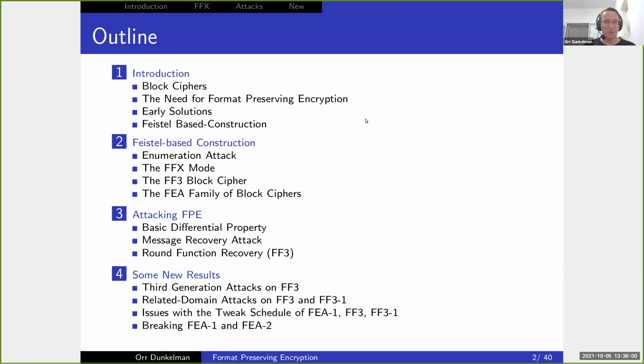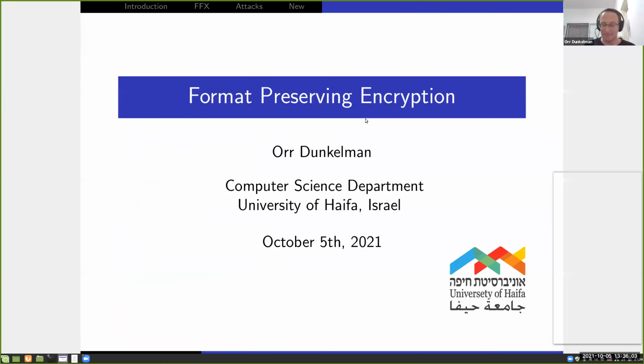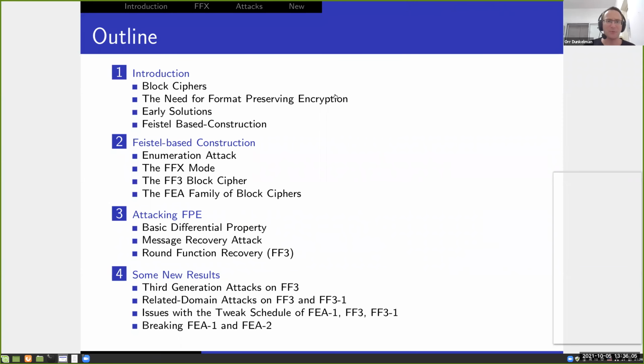Okay, so here's what we're going to discuss. A very quick introduction to what format preserving encryption is, and I guess most of you know what block ciphers are, but why do we need format preserving encryption? What were the early solutions? And of course, the Feistel-based construction, because all the solutions that are in standardization and in use are actually Feistel-based, and I will explain why this is the case. We'll discuss some issues with the early solutions and why we need the FFX mode, which is Feistel with tweaks.